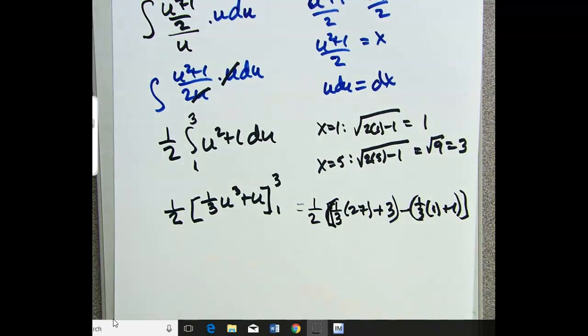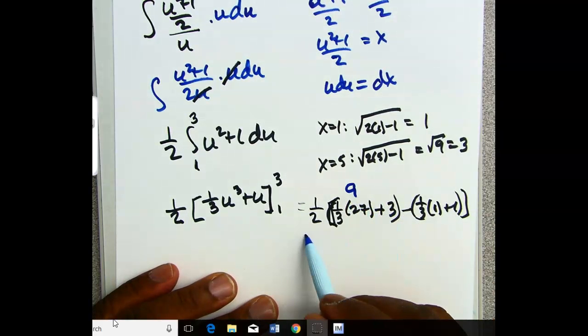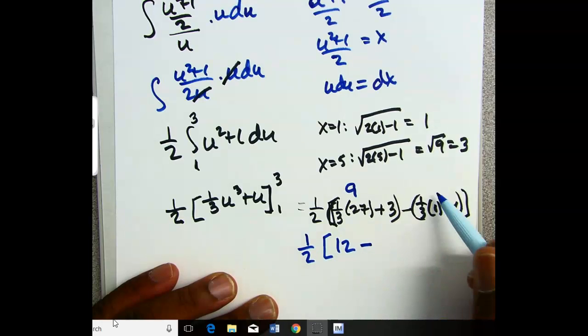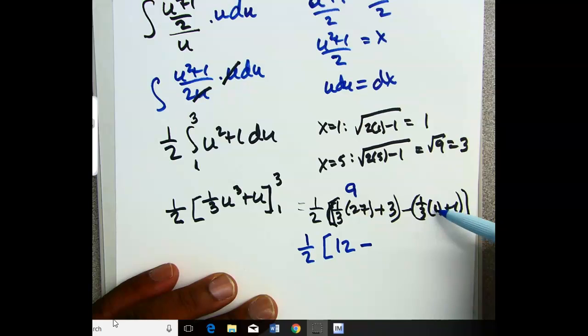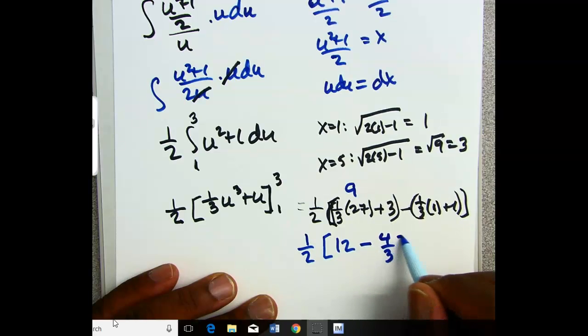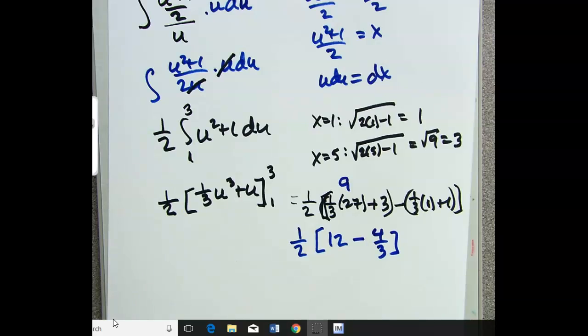27 divided by 3 is 9. 9 plus 3 is 12, so you're going to get 1/2 of 12 minus, and then you have 1/3 plus 1, so 1 over 3 plus 3 over 3 is 4 over 3. Okay. That's our answer.